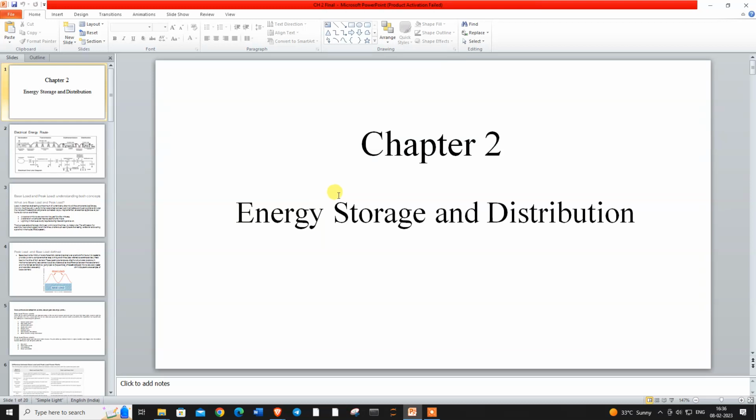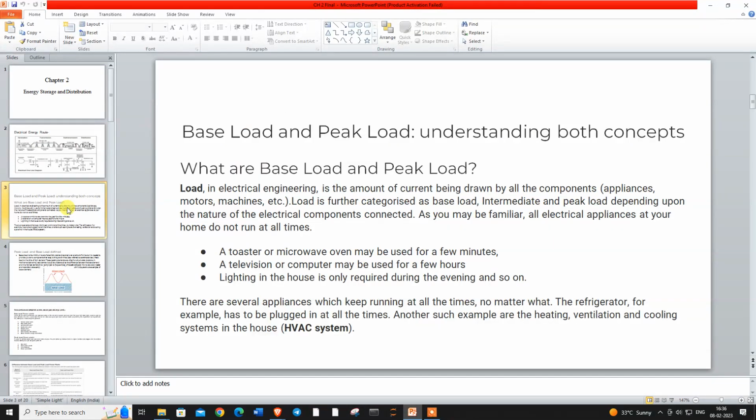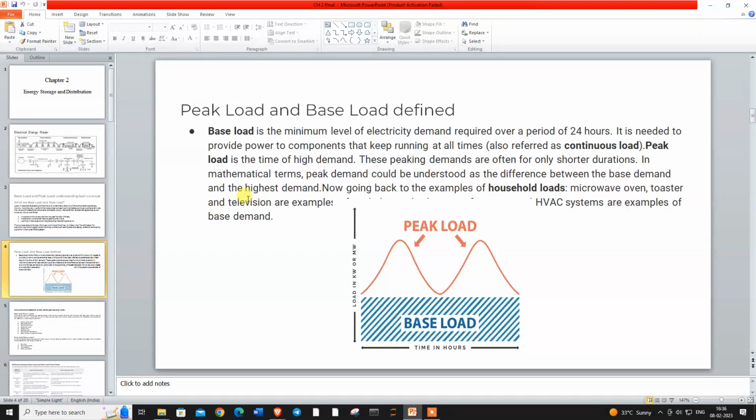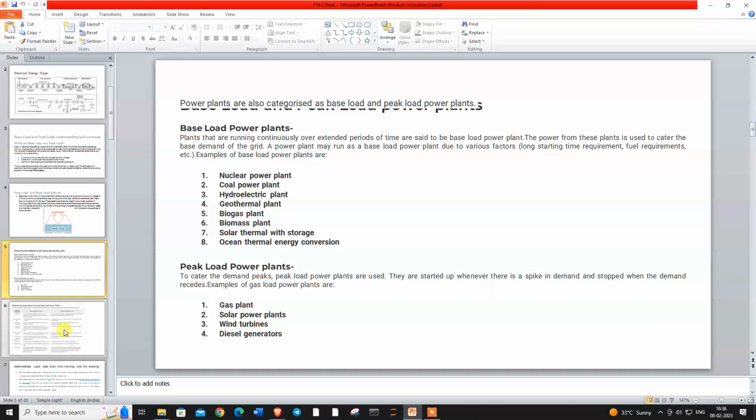So already we have started chapter number 2, which is energy storage and distribution. In that chapter we have seen the electric energy route, from generation to distribution. After that we have seen the different load curves for electric energy consumption, which include base load and peak load. Then we have seen the description of the different loads. After that we have seen the power plants which supply the base load and peak load, and intermediate power plants for intermediate loads.